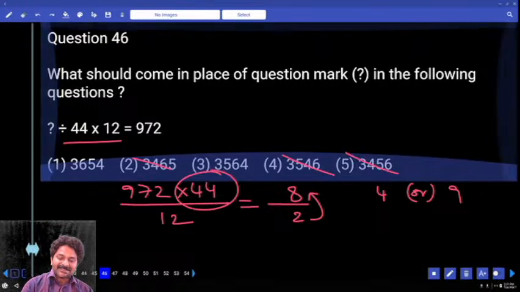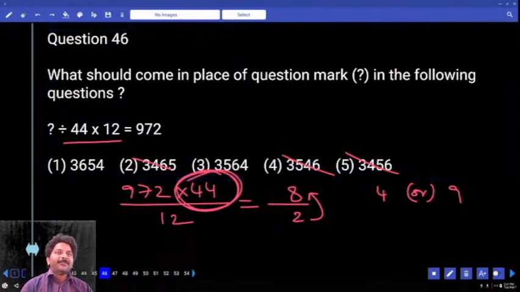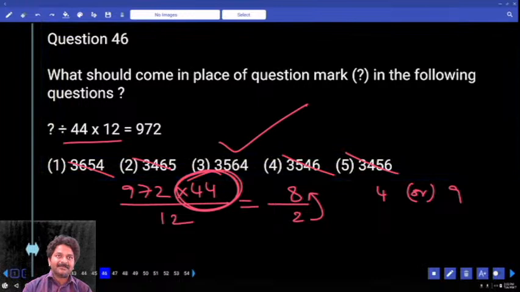Interesting number: 44, an 11 multiple. Come and see the denominator. In the denominator, do you have an 11 multiple? That means the answer must be an 11 multiple. First option, is it an 11 multiple? Eliminated, third is the final answer. Got it?